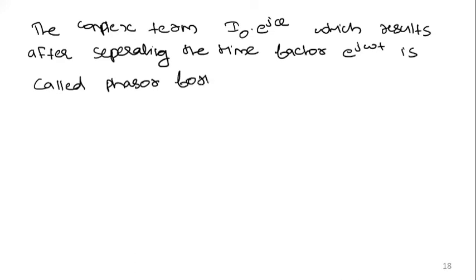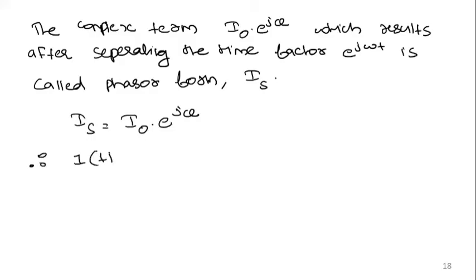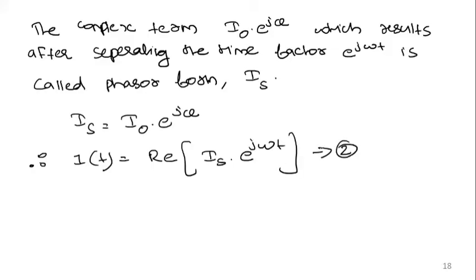Phasor form, you represent it as Is. So Is is equal to I naught into e raised to j theta. Therefore, I of t is equal to the real part of Is into e raised to j omega t, which is equation number 2. The type of representation used in equation number 2 is known as the Phasor form of representation. So we have taken a sinusoidal signal and seen how we can represent it in Phasor form.